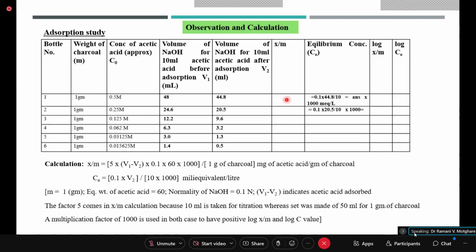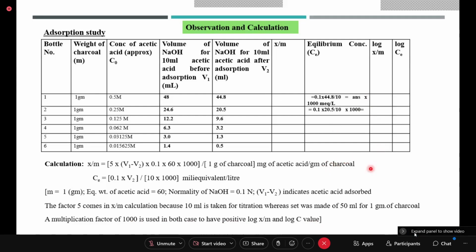Fractional value makes log difficult. So M is 1 gram, equivalent weight of acetic acid is 60, normality of NaOH is 0.1 normal. V1 minus V2 indicates acetic acid adsorbed. The factor 5 comes in X by M calculation because 10 ml is taken for titration, whereas the set was made of 50 ml in 1 gram charcoal. So a multiplication factor of 1000 is used in both cases to have positive log X by M and log CE values. Okay, so once you get this, you have to plot two graphs.